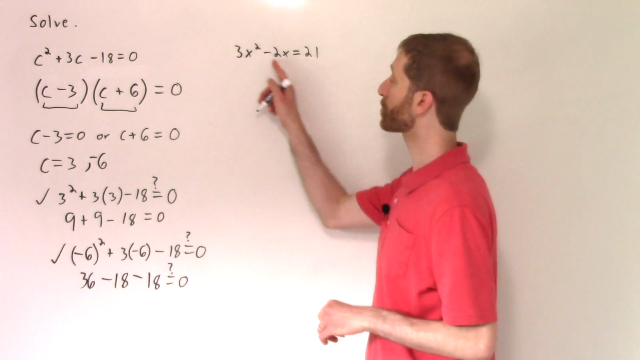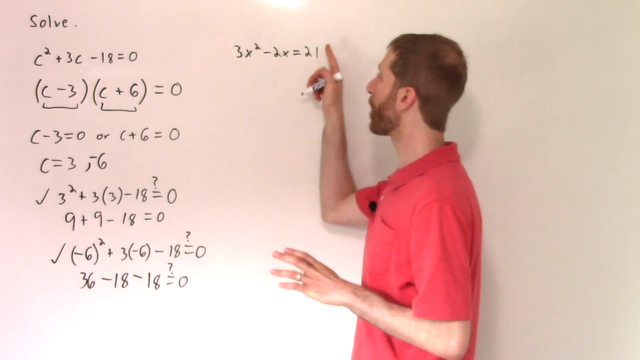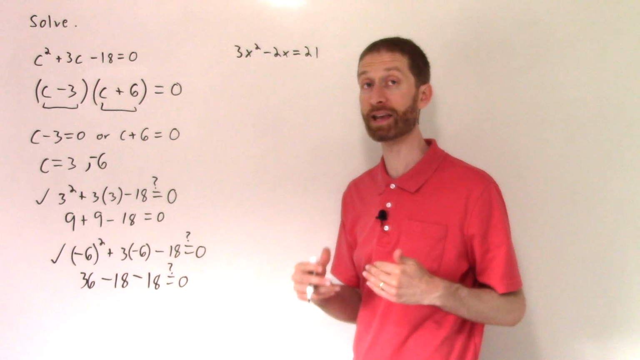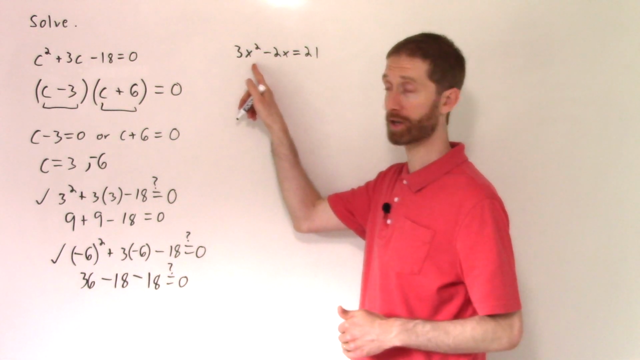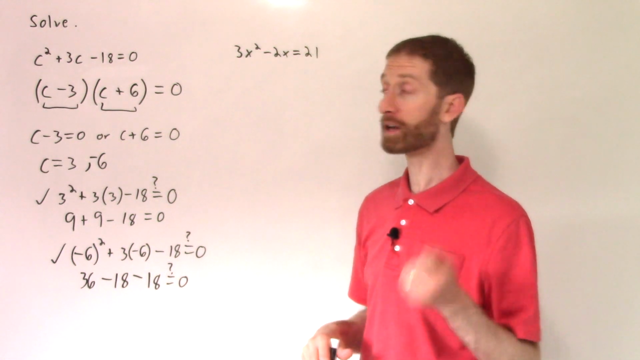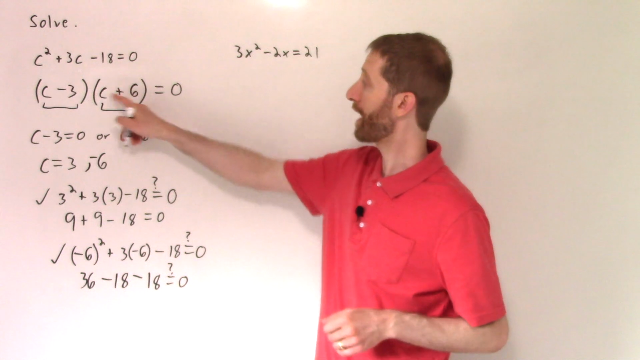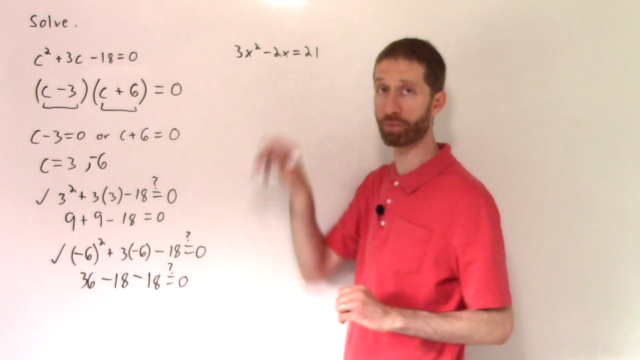Here you have 3x squared minus 2x equals 21. We need to get the 21 over to the left-hand side and set it equal to 0. The reason being is we're not isolating x squared here because we have this term. We're going to try to factor this. And if it does factor, we need to get both factors equal to 0 because it's the zero product property. It's not the 21 product property.